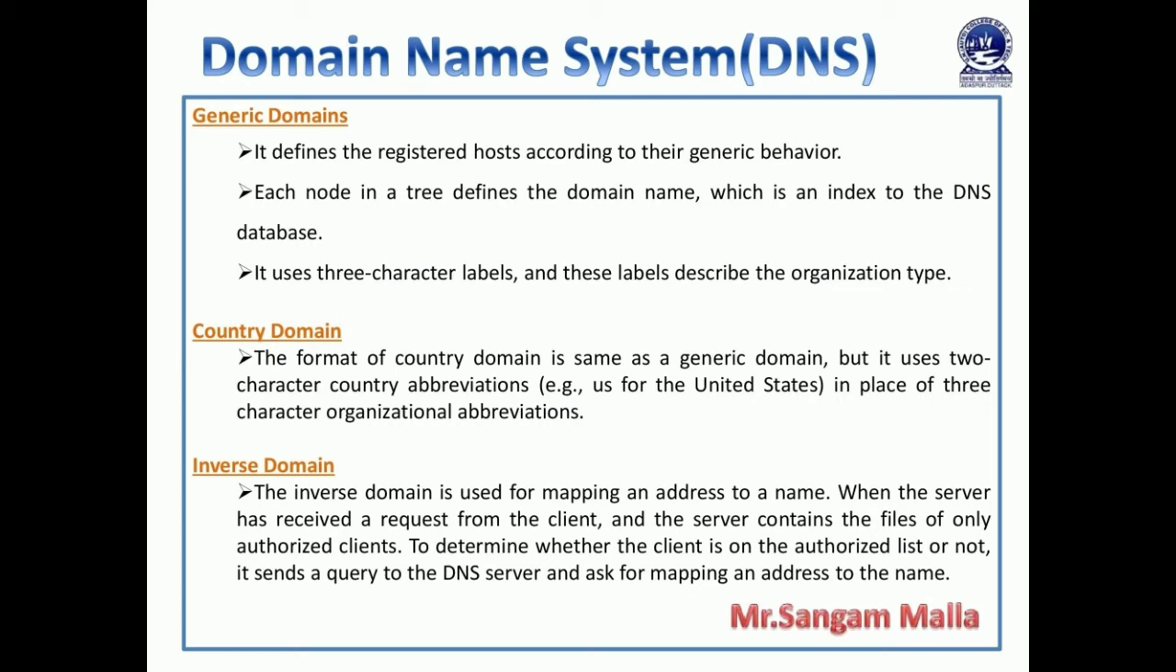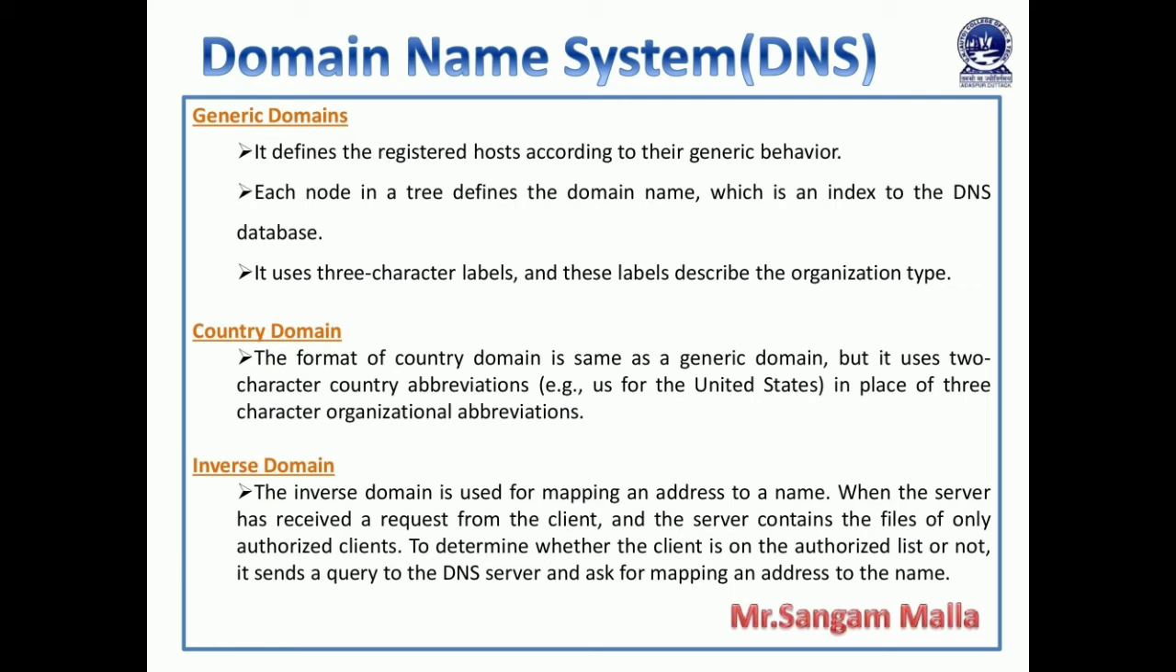Now the first category or the first section of the domain name system is generic domain. It defines the registered hosts according to their generic behavior. That means there are a lot of hosts which serve certain clients and they need to be registered. So it defines the registered hosts in order to give service to the clients. The next point is each node in a tree defines the domain name, which is an index to the DNS database. So every node of a tree contains a domain name, and each index of the domain name is stored in the DNS database.